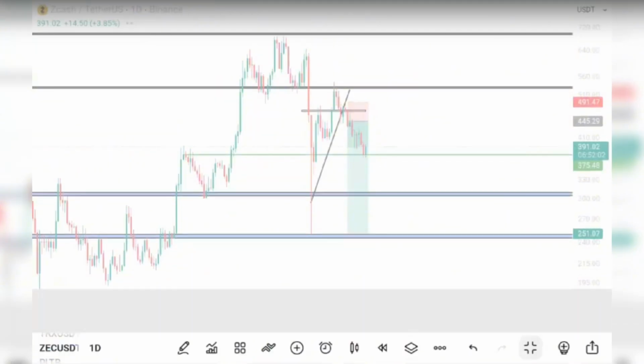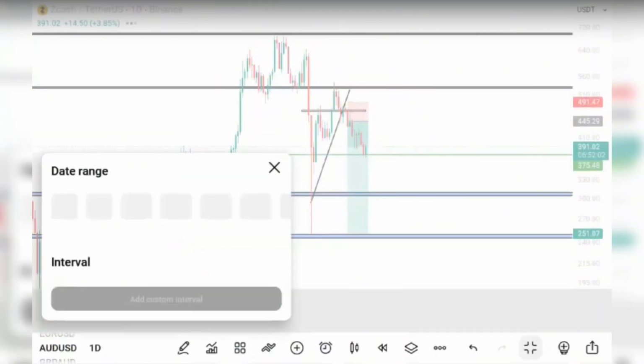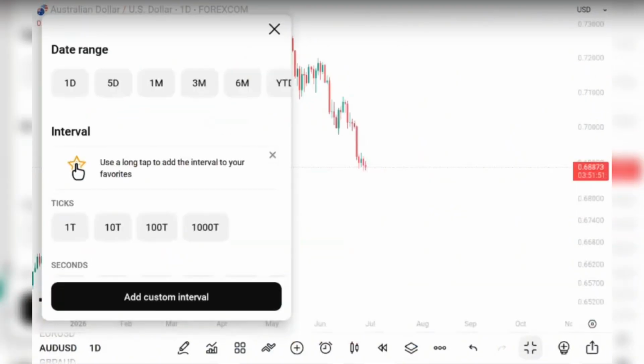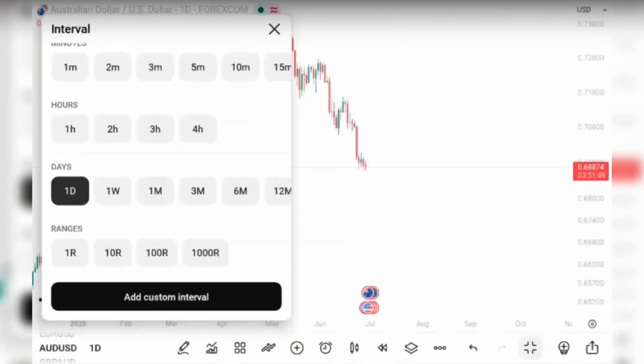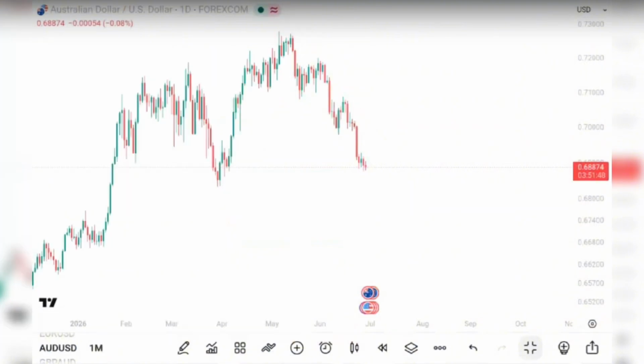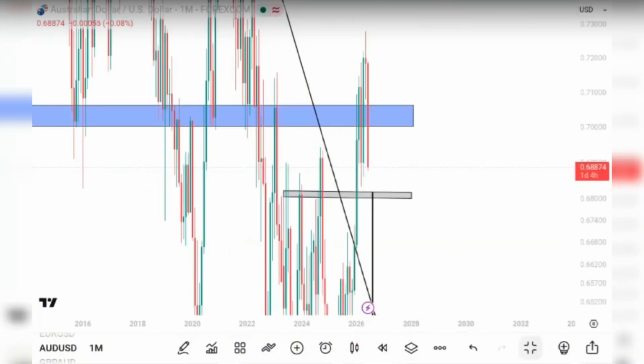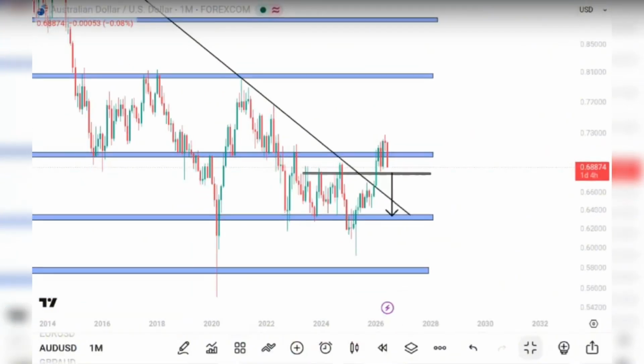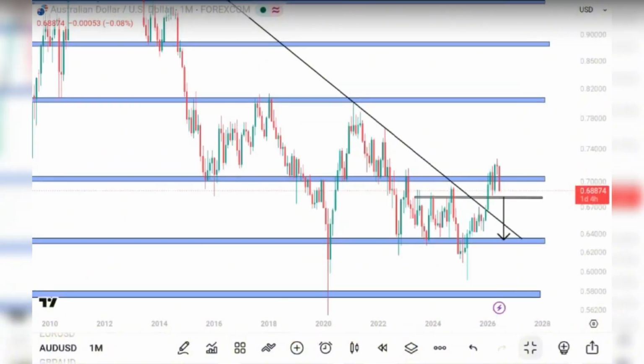Let's go to the monthly time frame, which is where we'll be starting from. So I'm looking for a sell on AUD USD, by the way. Alright, so the monthly time frame, this is what it looks like. Let me zoom out so we can see the overall projection.